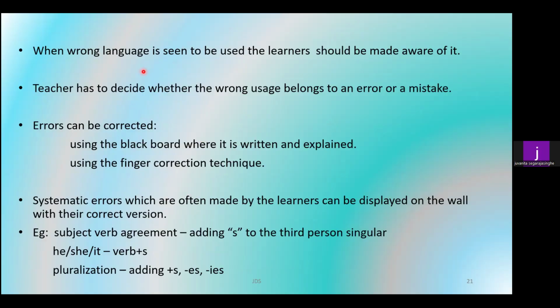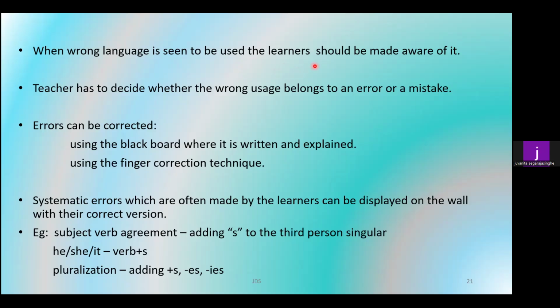Correcting errors. Issues that we need to focus on while correcting errors. It can be written errors, it can be oral errors. When wrong language is seen to be used, the learners should be made aware of it. Mostly when they are using wrong pronunciation. Now that has to be addressed then and there.